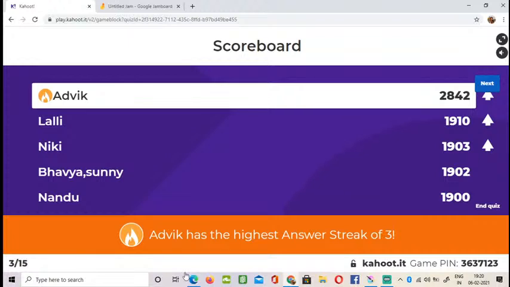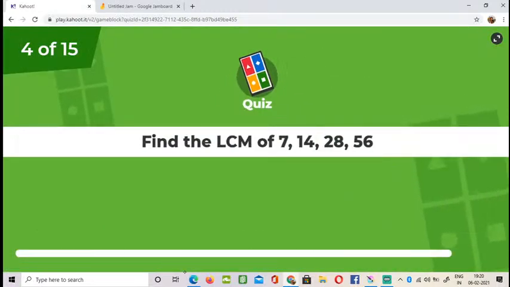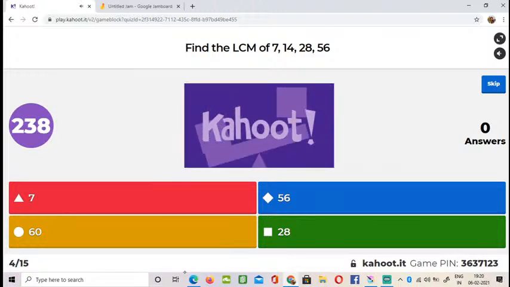Okay, here's your fourth question. Find the LCM of 7, 14, 28 and 56. Even this is easy peasy lemon squeezy. I know what it means. I think you know what it means. It means that it is so easy.